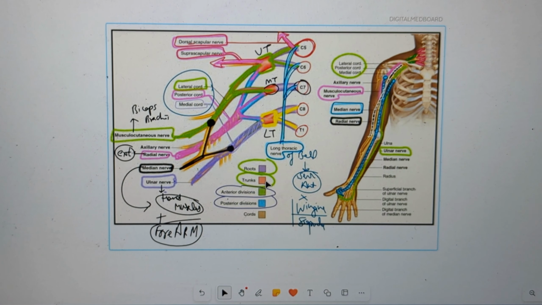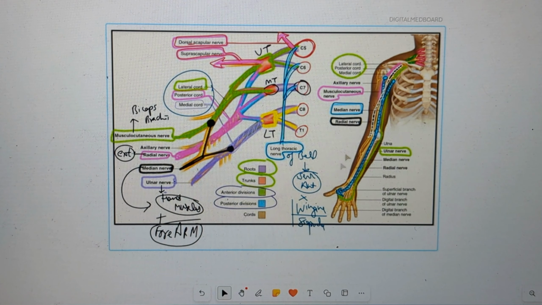The roots and trunks are found in the neck. The divisions are positioned behind the clavicle, and the chords are in the axilla. Importantly, the 6 divisions passing behind the clavicle do not provide any branches. However, roots, trunks, and chords do provide branches.